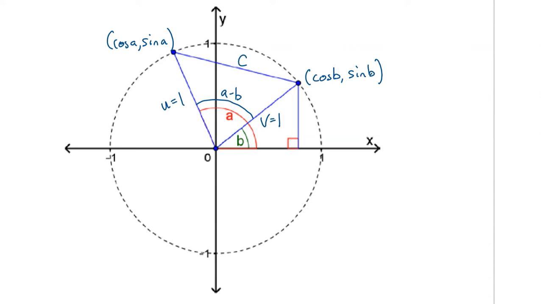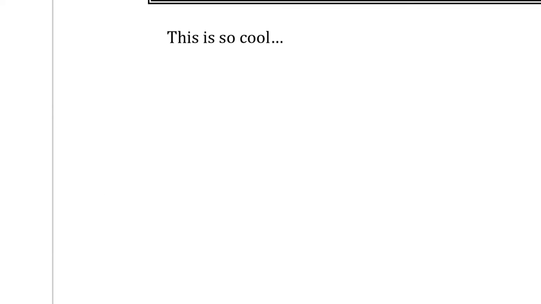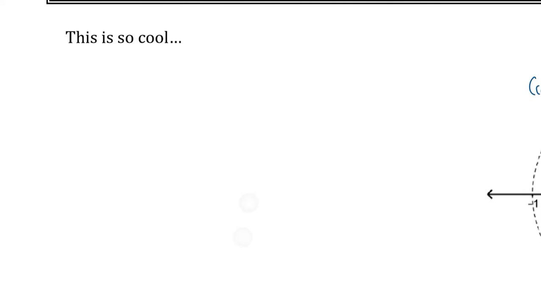Got that? Okay, so our diagram is now labeled, and we're going to pick pieces out of the diagram to plug into some formulas that we're going to use in order to complete the derivation. First formula we're going to use is cosine law.